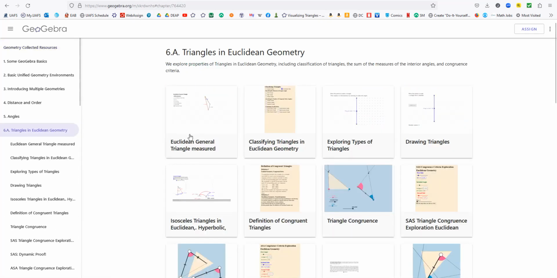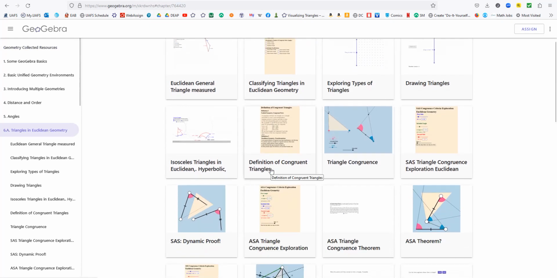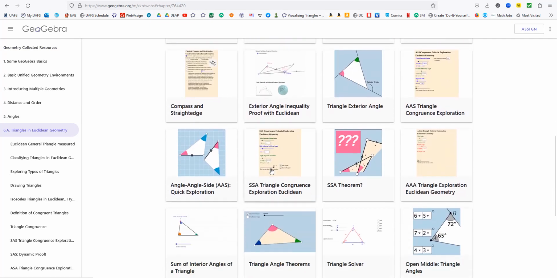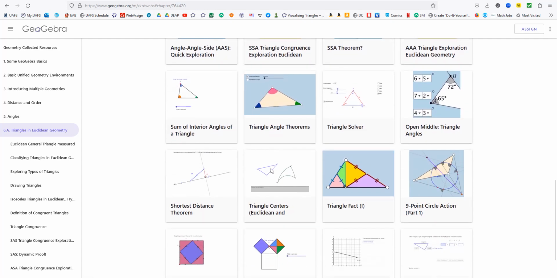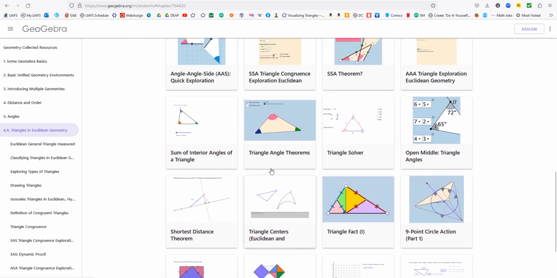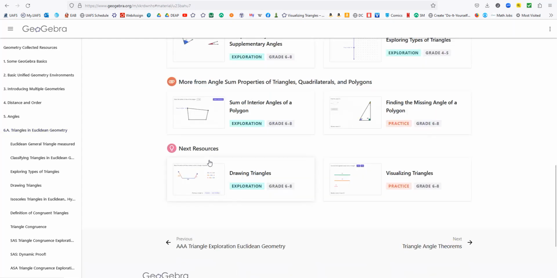So let's look a little bit more and look at this here and see if we can come up with something interesting. Let's see what I might want to look at. I think I want to look at this one.